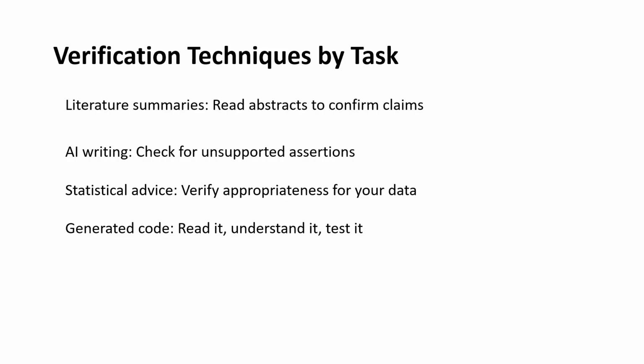For AI-generated literature summaries, do not just verify that the citations exist. Read the abstracts of the cited papers to confirm they actually say what the AI claims they say. The AI might cite real papers but misrepresent their findings. This is a subtle form of error that basic fact-checking misses. Take the extra step to verify not just existence but accuracy of attribution.